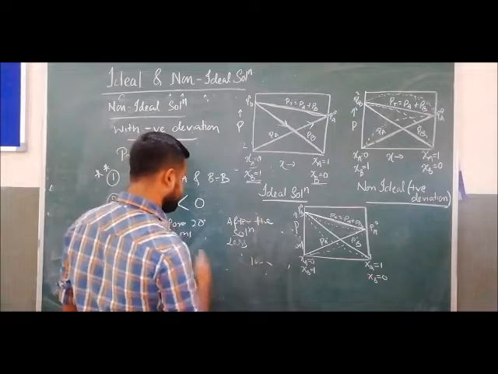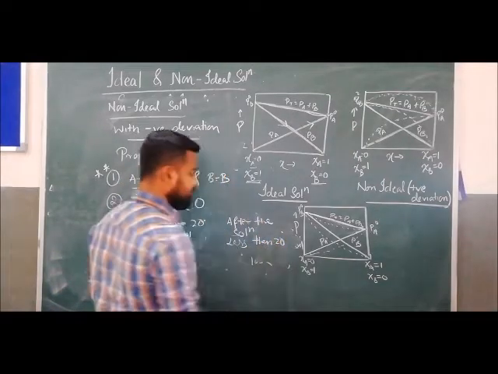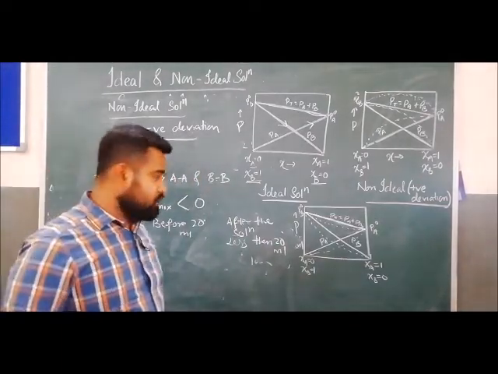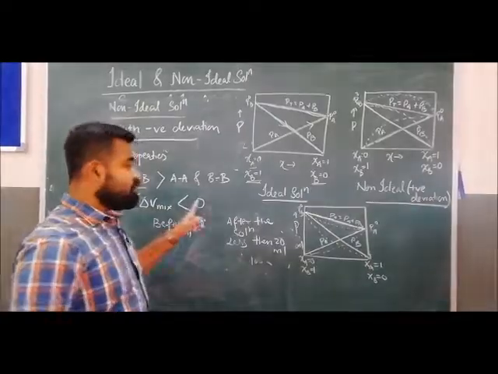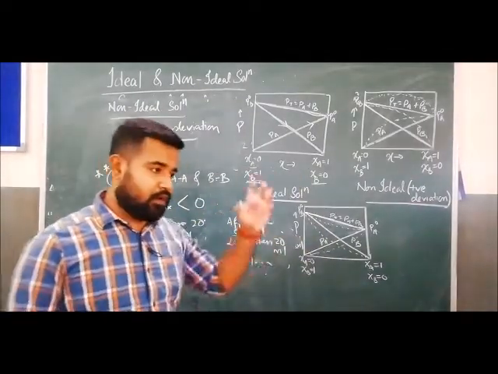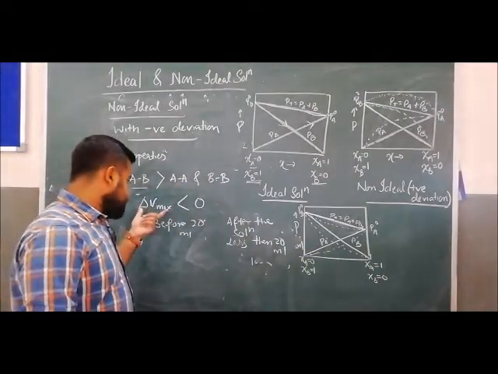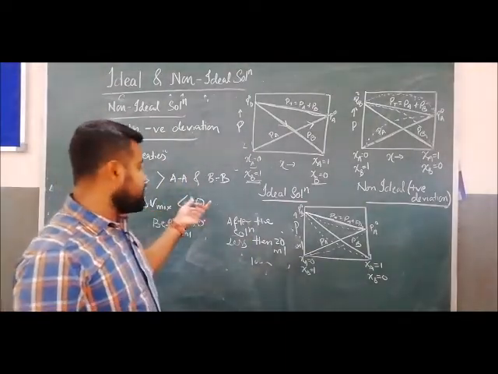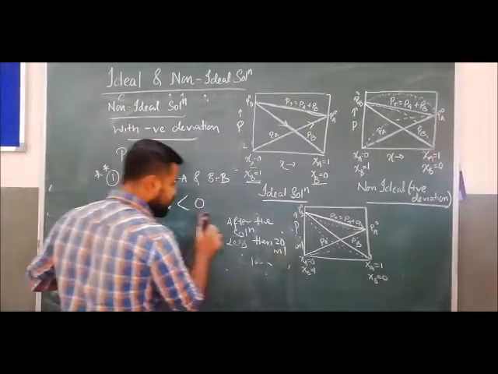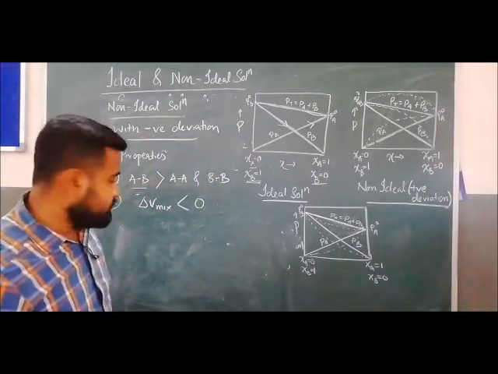after the solution it will be less than 20 ml. It means after the formation of solution the volume of the solution will decrease a little bit. Clear? Delta V mixing is less than 0, which means negative, and negative means the volume decreases.